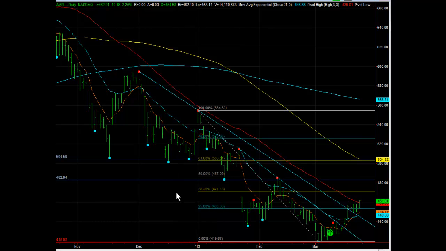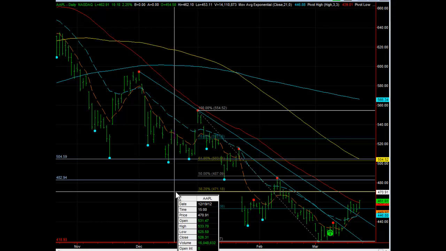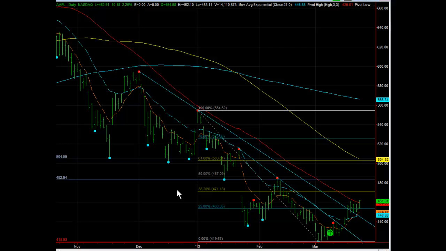So these are levels to put down. Write these down as target and areas where you'll have some initial resistance. But it shouldn't be that big of a resistance. The main thing is it's going to probably target right up here to this pivot low where it kind of filled this gap area, so that's 482.94.